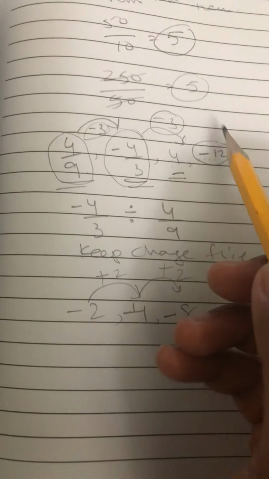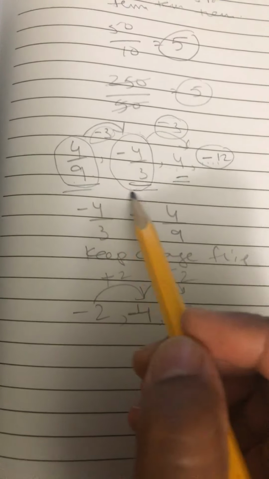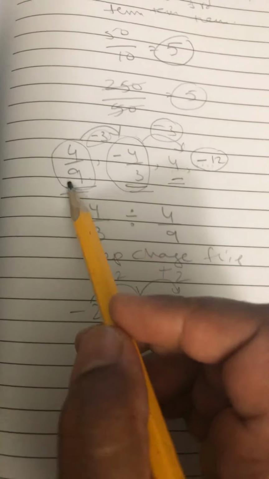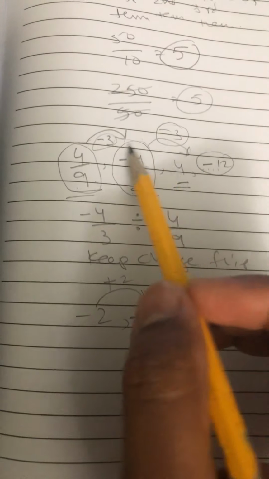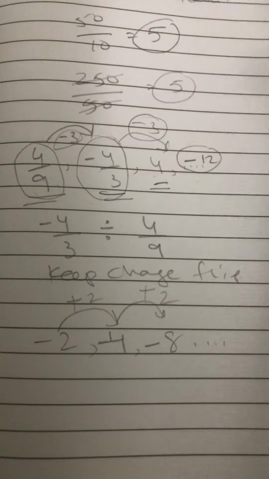You don't need to worry about all that. Once you correctly do second term divided by the first term and you get your correct ratio, that's it. All you need to do is multiply by the common ratio and you should be good.